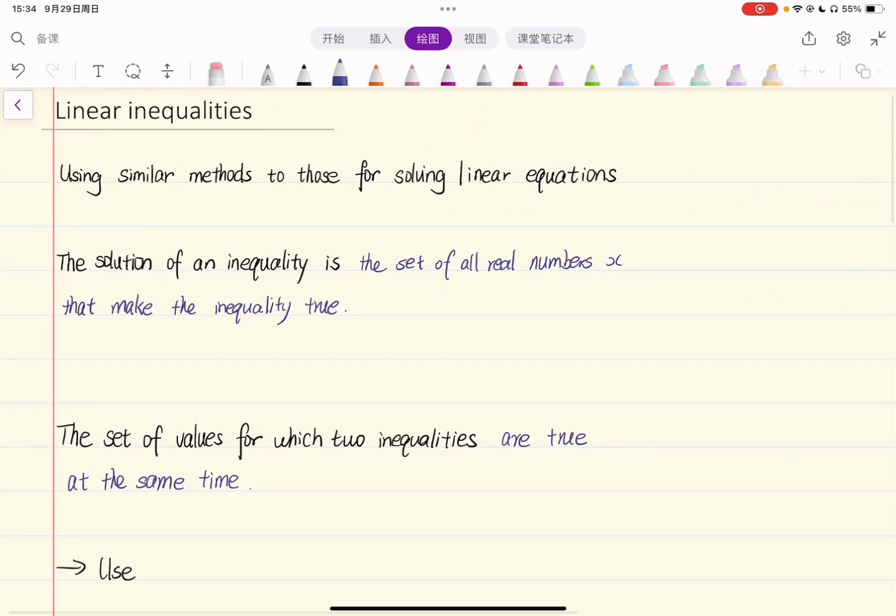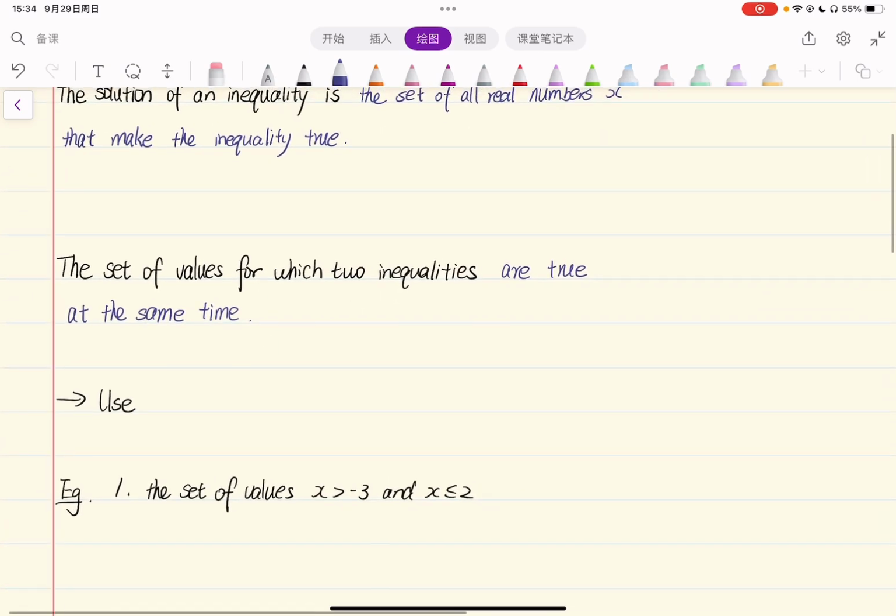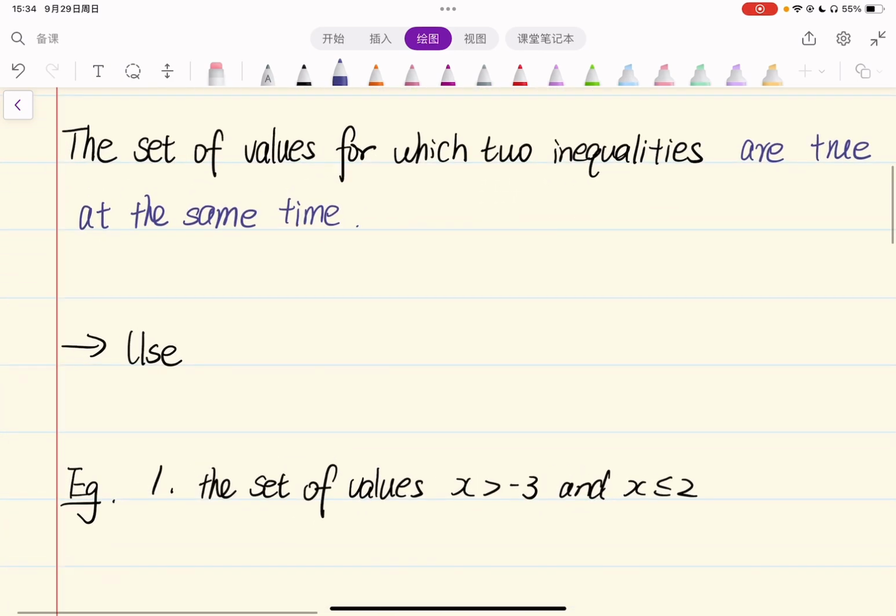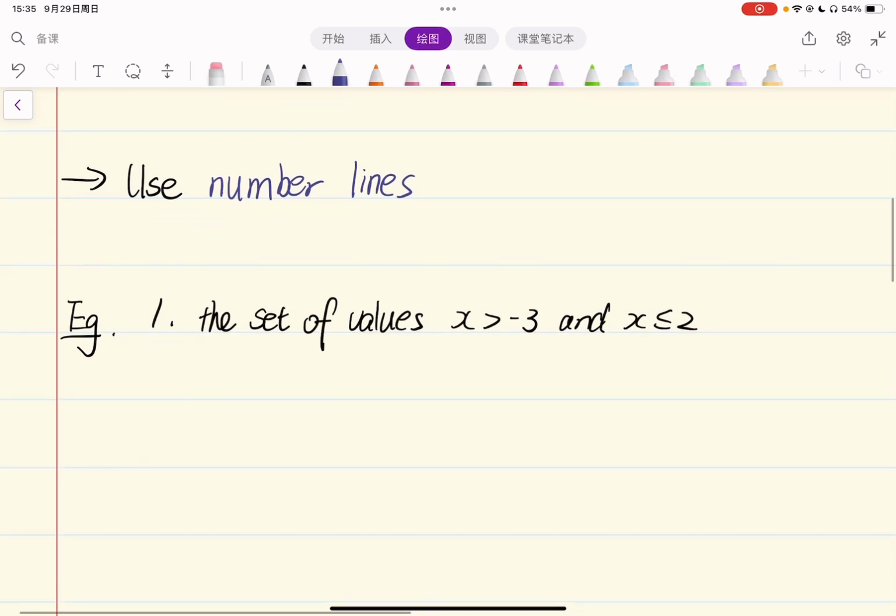When solving linear inequalities, we usually use number lines. Now let's do some examples to see how number lines work. The first one is the set of values x greater than -3 and x less than or equal to 2.